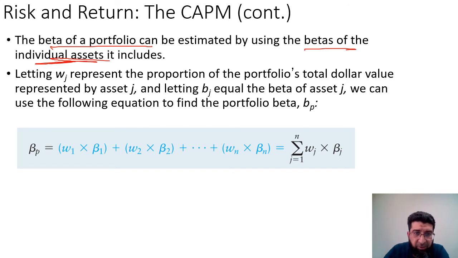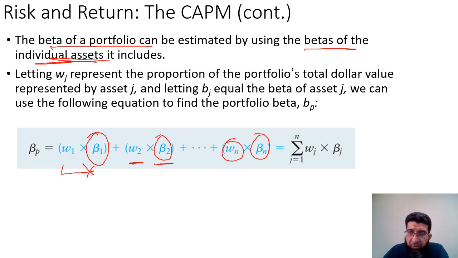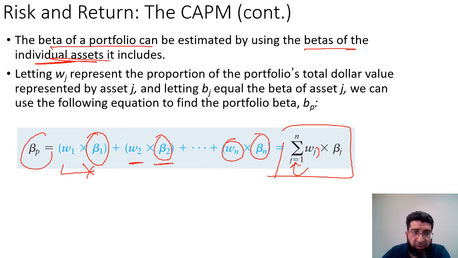So for instance, the beta of the first asset, the beta of the second asset, the beta of the nth asset, and we have to give them weights also. So we multiply the weight of the second asset by the beta of the second asset. Same is the case with wn. So the algebraic notation or formula that comes out is the weight multiplied by the beta for the jth asset, where j is equal to 1 to n. These are the number of assets in our portfolio. Once we calculate this, we get the beta for the entire portfolio.